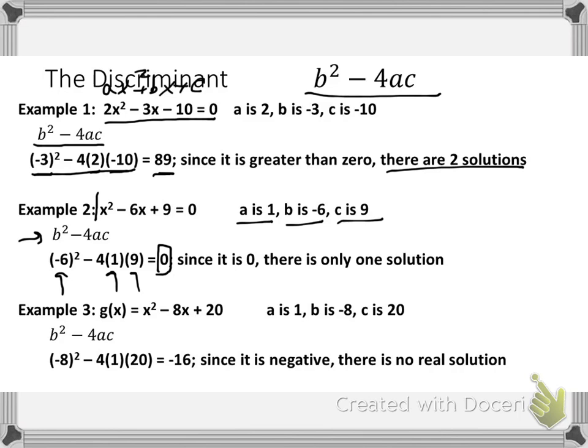All right, last one, g of x. Remember, g of x is function notation. It can also be y, and that can also be 0 for our purposes here. X squared minus 8x plus 20. Okay, again, there's nothing in front of the x squared, so that's 1. B is negative 8, and c is 20. So again, I plug in the negative 8 with parentheses, the 1, and the 20. This time I get a negative 16.